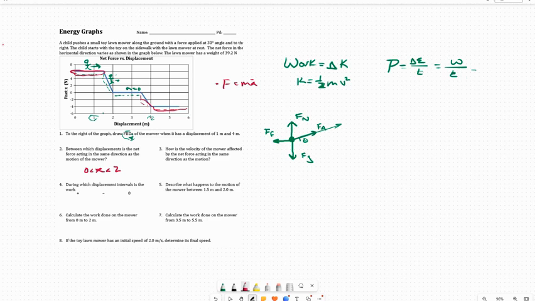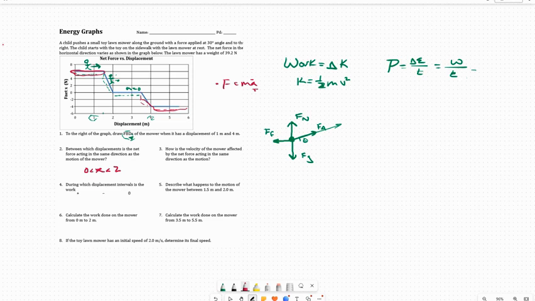Because we have our net force positive and then going in the positive direction. How is the velocity of the mower affected by the net force in the same direction as the motion? So we kind of already said this as well. You'd be accelerating, so you'd expect your velocity to be increasing.